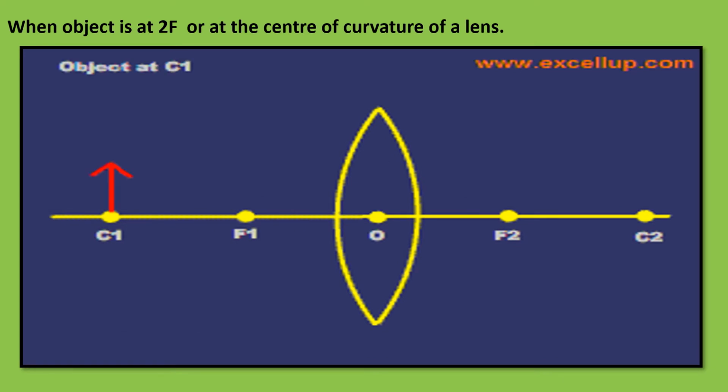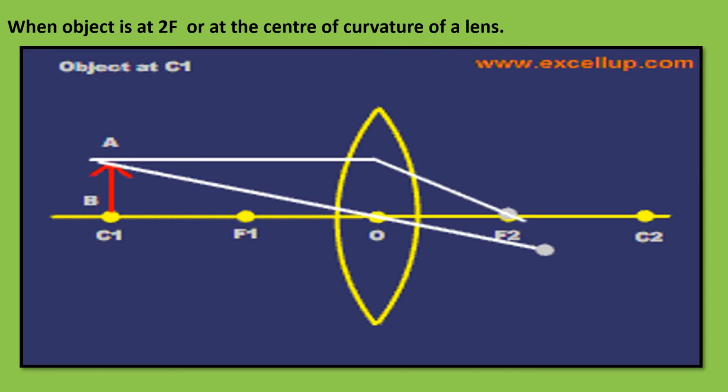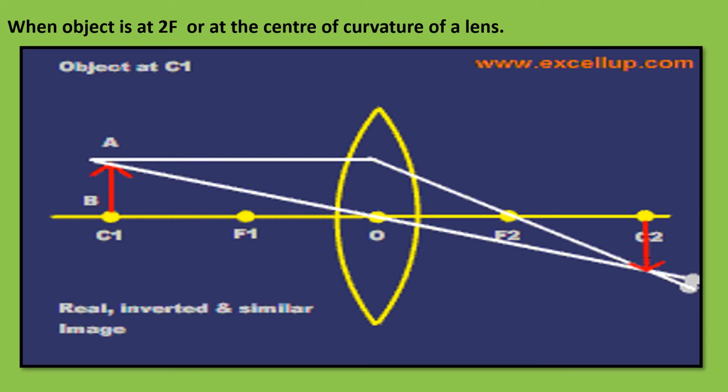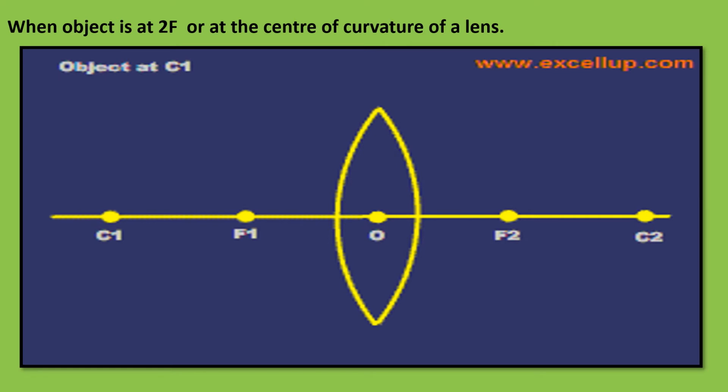When the object is placed at 2F, image is formed at 2F on the opposite side of the lens. It is of the same size as that of object. It is inverted. It is real image. Again, look at the formation of image.